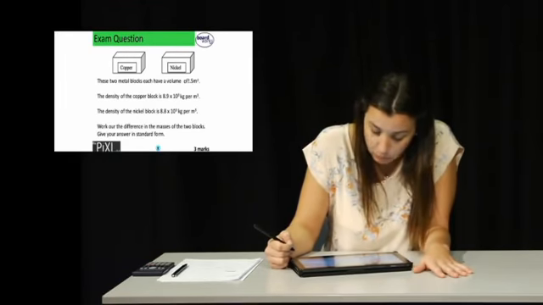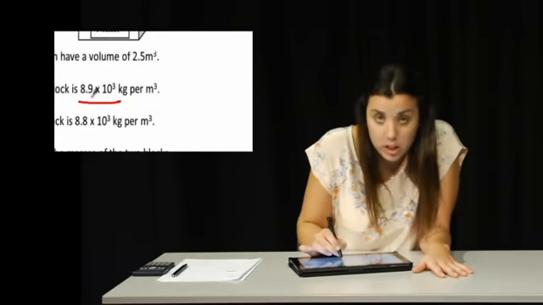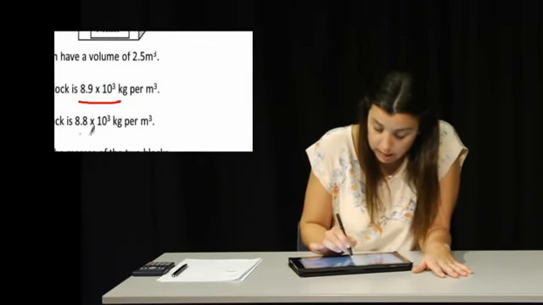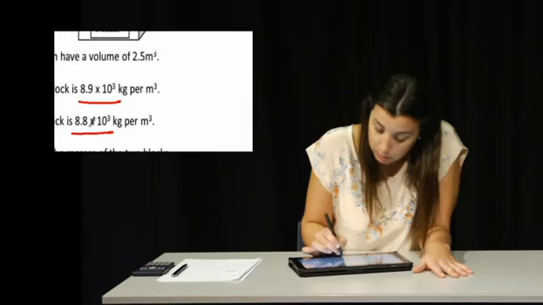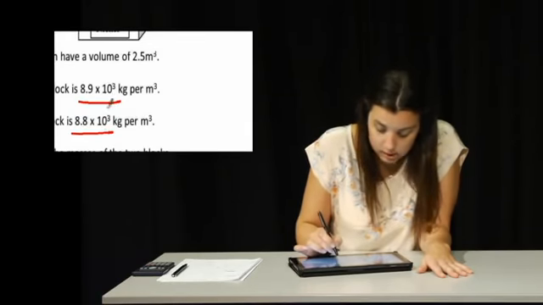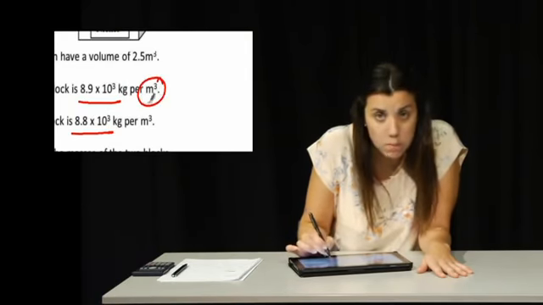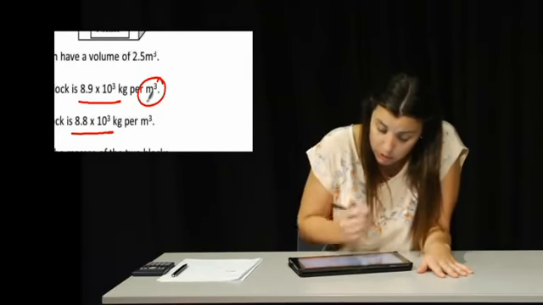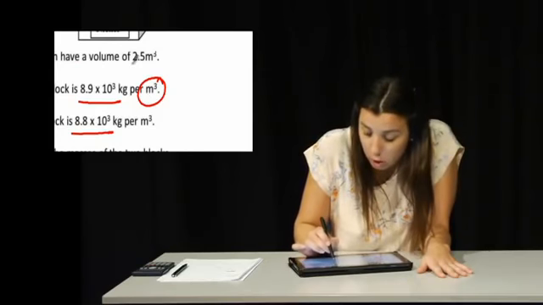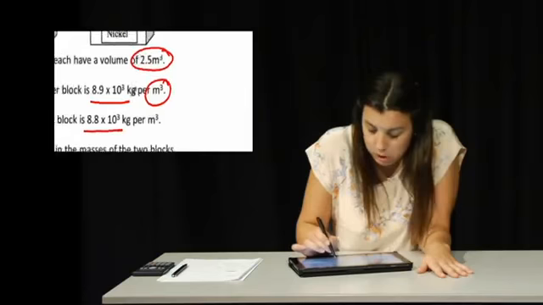The density of the copper block is here expressed in standard form, 8.9 times 10 to the 3. We then have the density of the nickel block, which is 8.8 times 10 to the power 3. Both of these densities are expressed as kilograms per cubed metre. That's what our metre cubed there means. If we go back to that first step, it says that the 2 metal blocks have a volume of 2.5 metres cubed. That's going to be important in a moment.